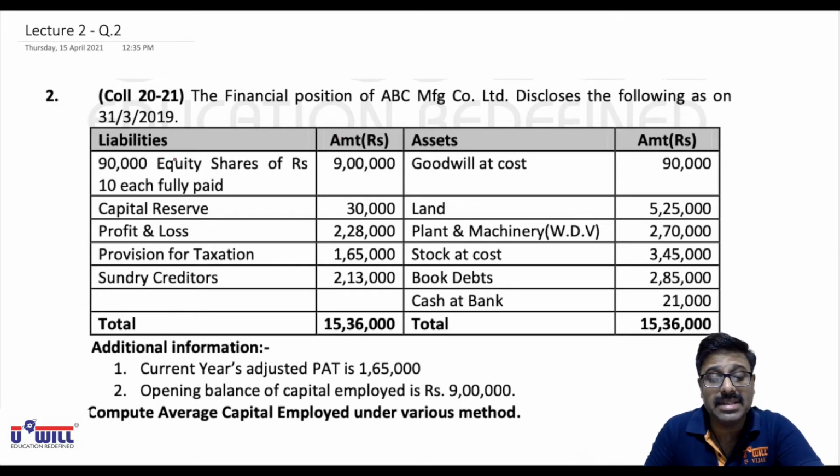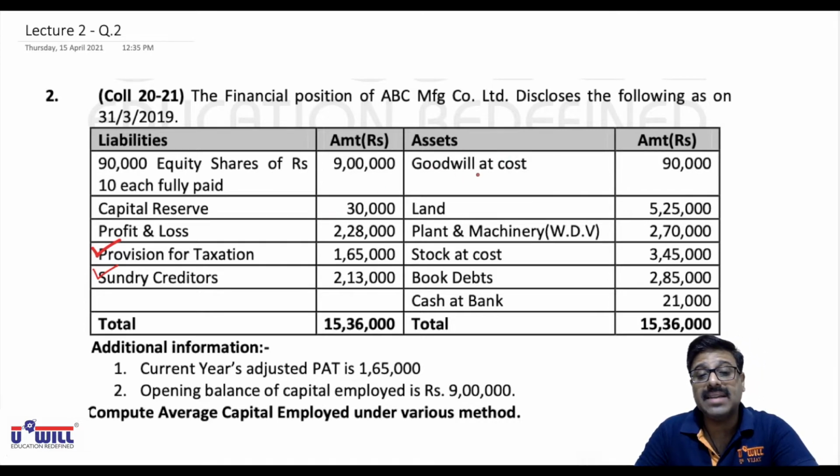External liabilities means, will 90,000 equity shares of 10 each fully paid be subtracted? No. It is not an external liability. It is a liability towards the owner. Will capital reserve be subtracted? No. That again belongs to the owners of the company. It's reserves and surplus. Profit and loss account credit balance also belongs to the owners of the company. Provision for taxation, all of you put a tick on that. That is an external liability. Sundry creditors, all of you put a tick on that. That is an external liability.